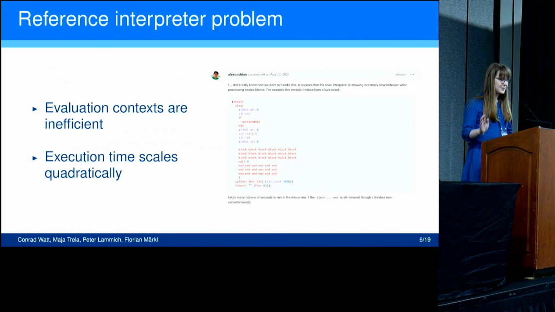It turned out, however, that that reference interpreter is too slow. More precisely, what happened is that evaluating one step took time proportional to the depth of the evaluation context. So it meant that in the example shown on the slide, with deeply nested blocks, execution time scaled quadratically in the number of blocks. And so that proved prohibitive to Wasmtime developers.